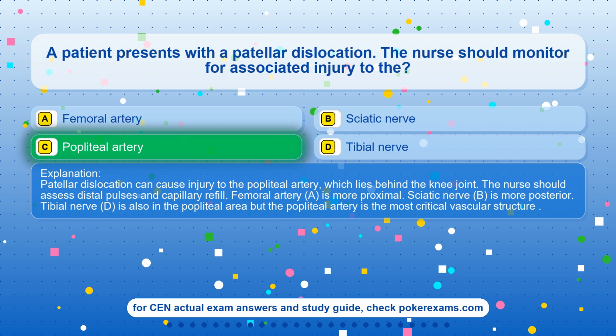Femoral artery, A, is more proximal. Sciatic nerve, B, is more posterior. Tibial nerve, D, is also in the popliteal area, but the popliteal artery is the most critical vascular structure.